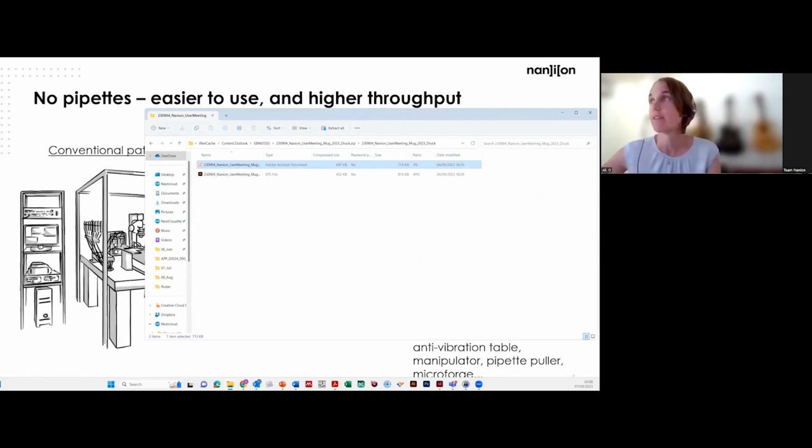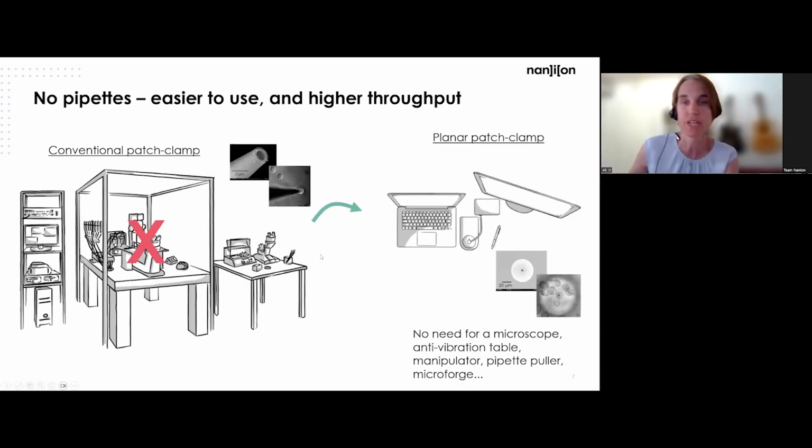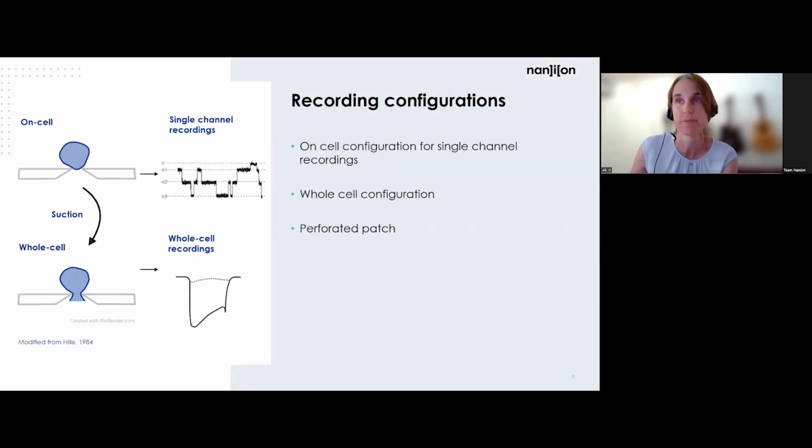This means that there's no need for microscopes. You don't need to be able to see what you're doing. There's no need for an anti-vibration table or a Faraday cage, and you don't need to pull pipettes. So the whole thing gets a lot smaller, it gets a lot easier to use, and there is also the option to record from multiple cells simultaneously, thus increasing throughput.